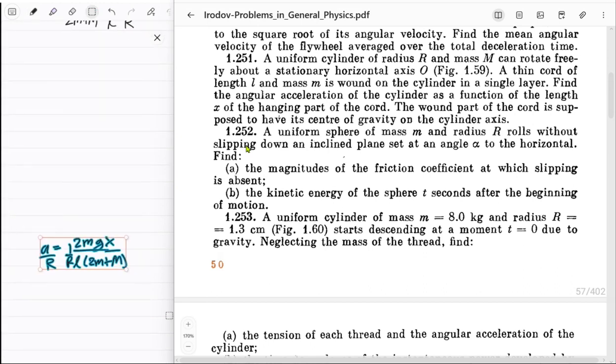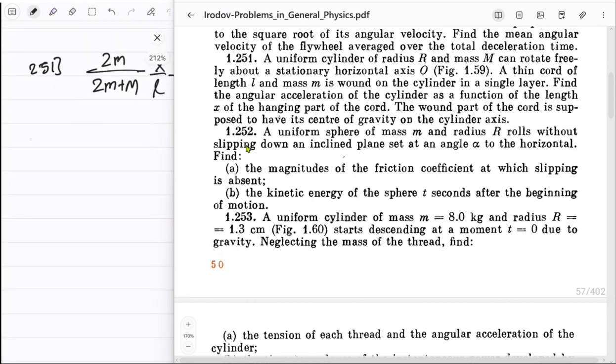Next question, 252. A uniform sphere of mass m and radius r rolls without sliding down an inclined plane set at an angle alpha to the horizontal. Find the measure of friction coefficient at which slipping is absent. And the kinetic energy of the system t seconds after the beginning of the motion.